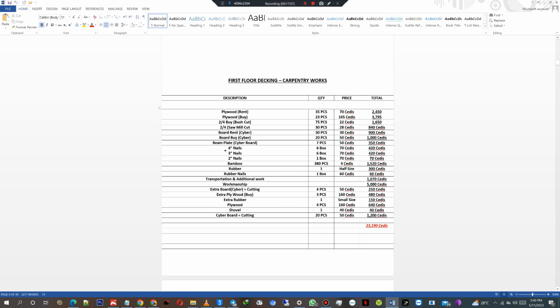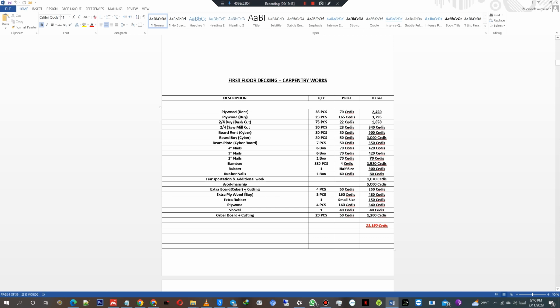And I bought 4 inches nail, 3 inches nail, and 2 inches nail. The 4 inches, I bought 6 boxes, which cost 420 Ghana cedis, and I bought 6 boxes of 3 inches nail, which also cost 420 Ghana cedis. And I bought 1 box of 2 inches nail, which cost 70 Ghana cedis. And I bought 380 pieces of bamboos, which one cost 4 cedis, and the overall was 1,520 Ghana cedis. And I bought DPM half size for 300 Ghana cedis. I actually bought an extra DPM size for 150 Ghana cedis, which made the overall for the first floor 450 Ghana cedis.